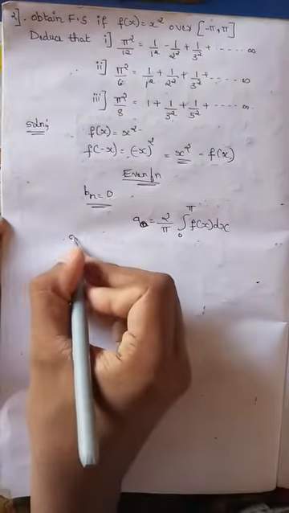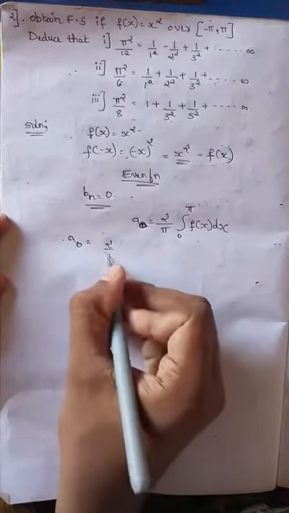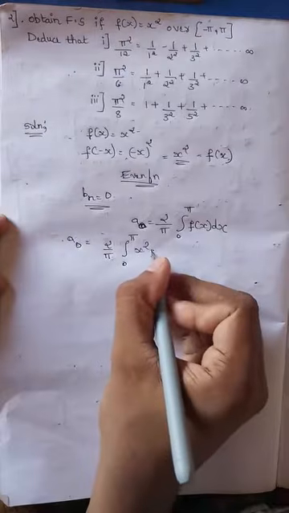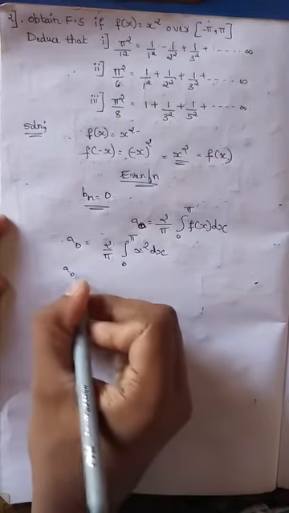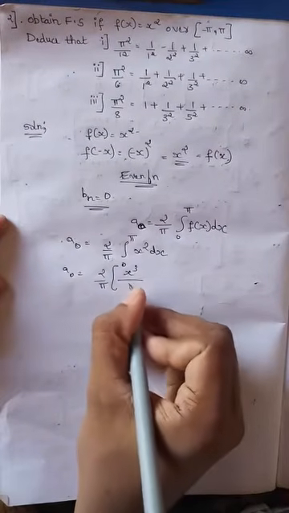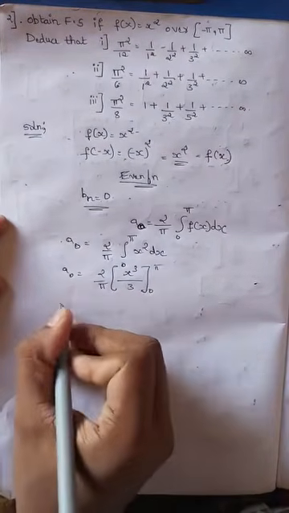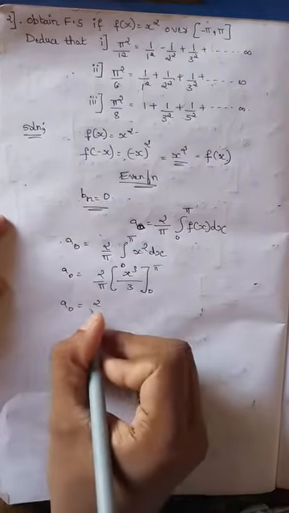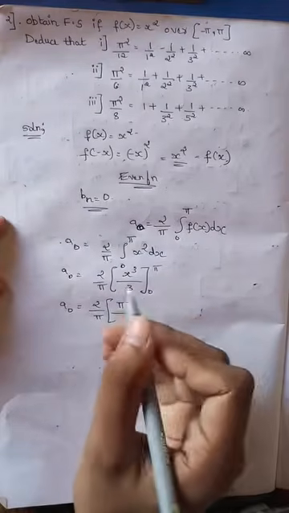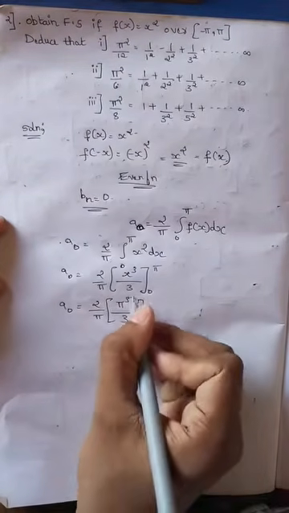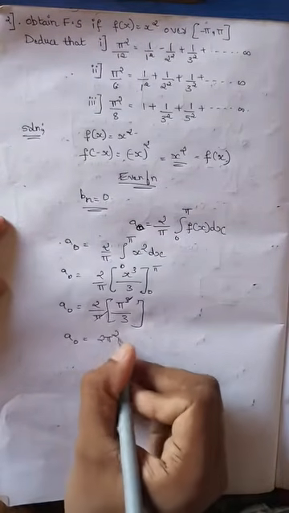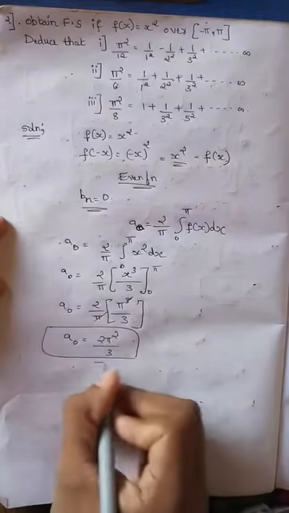So let's quickly find a naught. 2 by pi, 0 to pi, f of x is x square dx. A naught equal to 2 by pi. The integration of x square is x cube by 3 from 0 to pi. Substitute the limits. 2 by pi, pi cube by 3 minus 0 cube by 3 is 0, so I am not writing that. So cancel one pi term. So a naught equal to 2 pi square by 3.